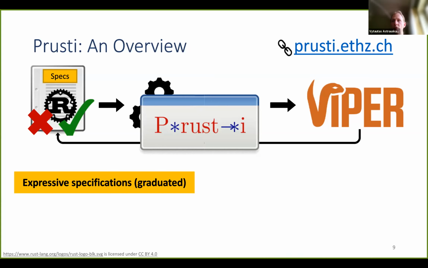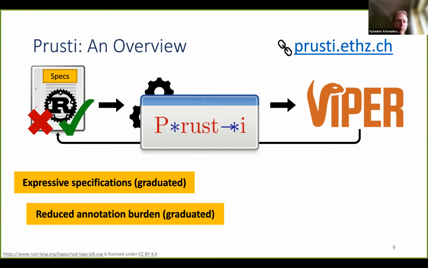This approach allows us to have expressive specifications. The important point here is that it is not required to have expressive specifications, but the user can. So it depends on what the user wants to prove. Similarly with reduced annotation, if you want to prove only that your program doesn't crash, the amount of proof needed will be minimal. If you want some complex correctness property, the proof will be significantly larger.